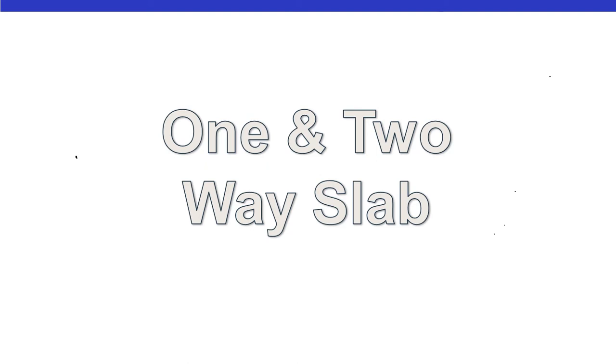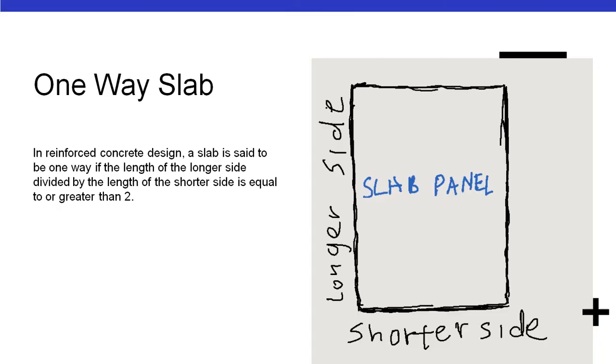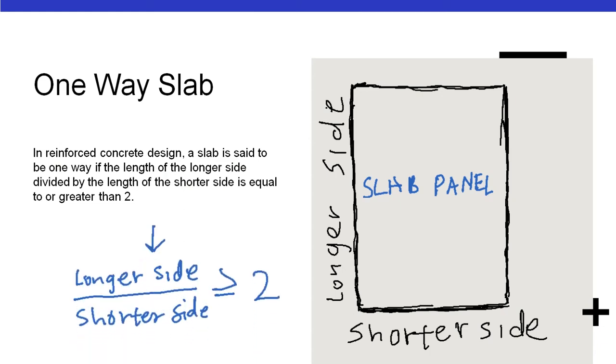One and two-way slab. One-way slab. In reinforced concrete design, the slab is said to be one way if the length of the longer side divided by the length of the shorter side is equal to or greater than 2.